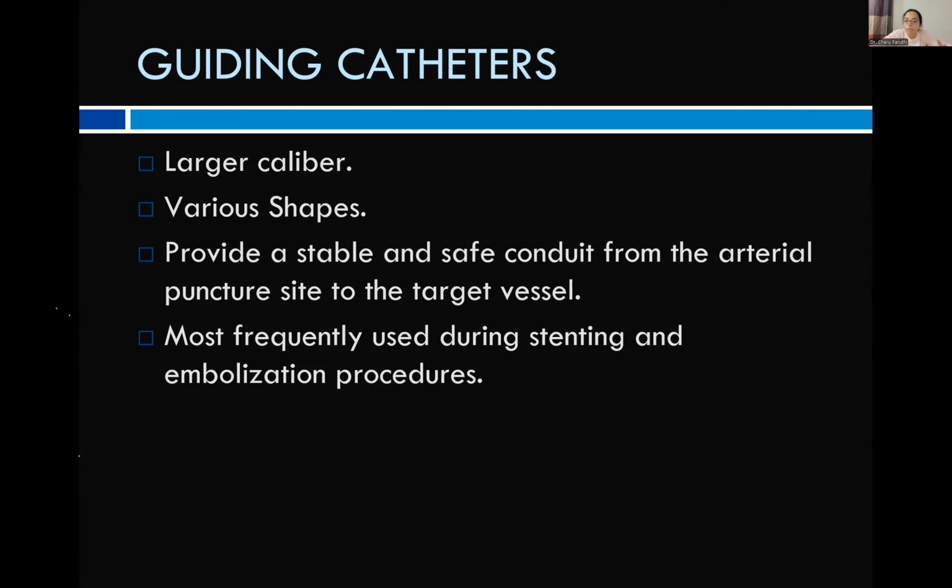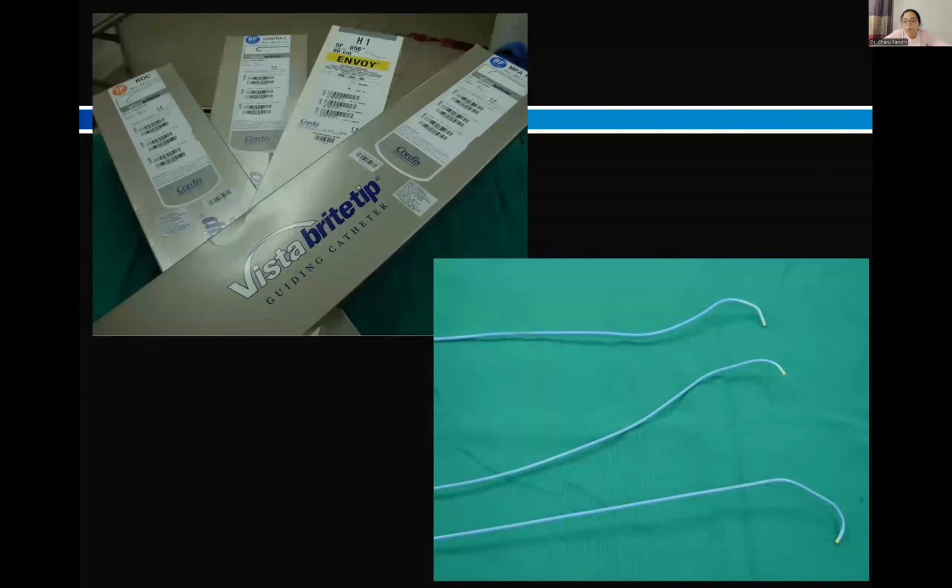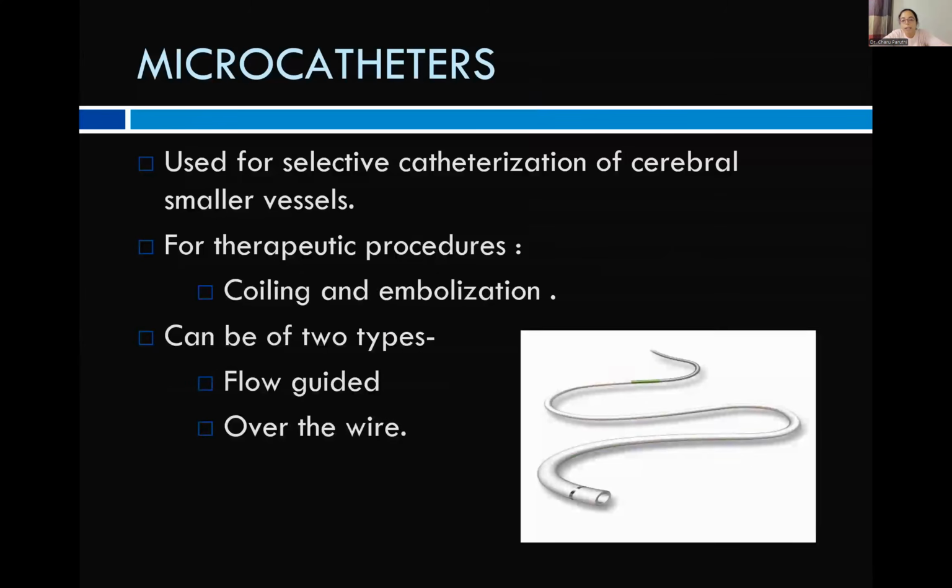Also, they are more stiff and they almost always have a braiding. Now, diagnostic catheters, the distal end can be tapered, but for guiding catheters, it is usually not tapered because they are more wide. So they also can have different angle tips, but mostly they are straight tip catheters.